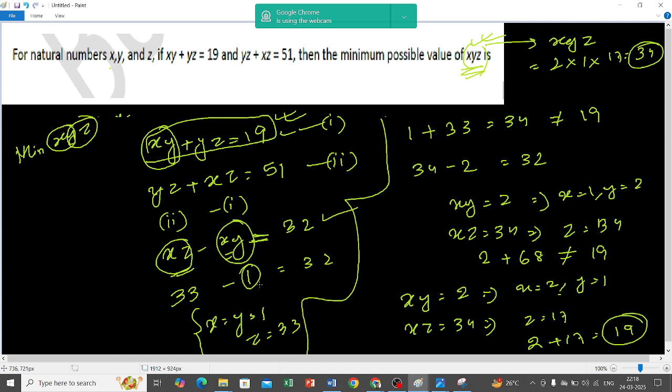Can you take xz as 32? You will not be able to do that. If you take xz as 32, you would have to take xy as 0, but xy is a natural number, so you cannot take 0. So xz 33, xy 1. If this is the case, then what is going to happen? x equals y equals 1. Both x and y have to be 1, only then will their product be 1, because you cannot take any fraction. And if xy is 1 and xz is 33, and x is 1, then how much is z? 33, right? Did you understand till here?